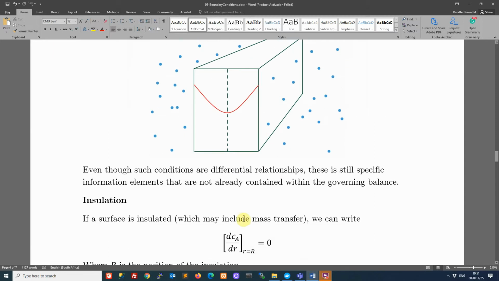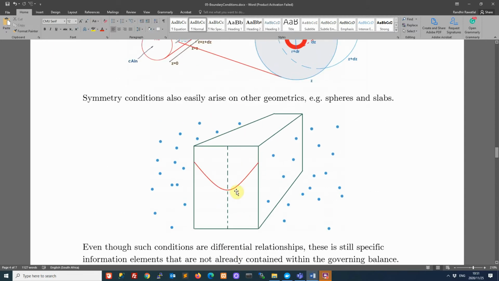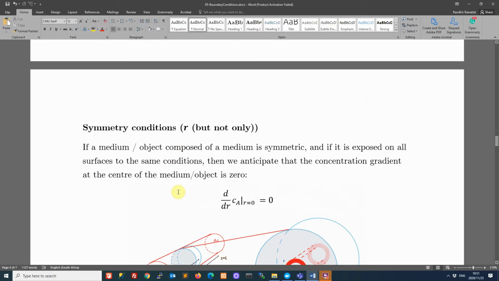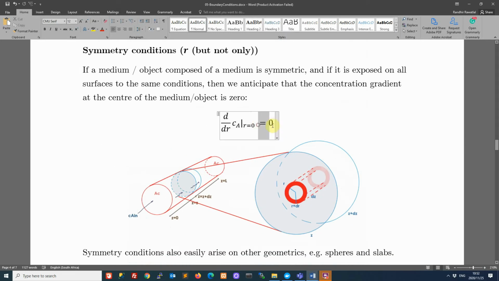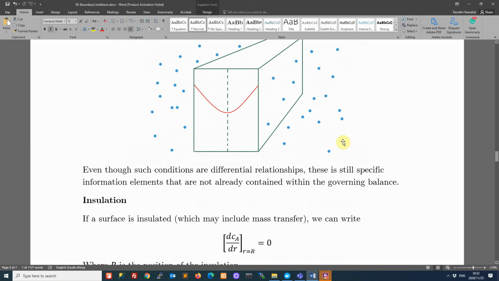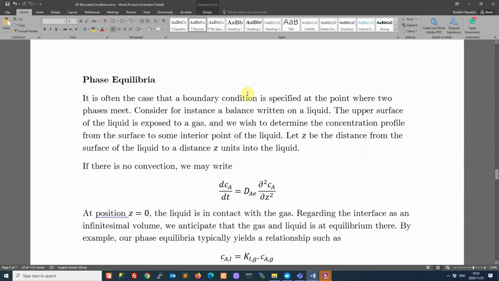So in this case, we would write this as dc/dx equals 0. So at the point of symmetry, we can say we expect a flat gradient. So that's yet another possibility. Okay, then we've discussed this in some detail in the previous section on film theory.